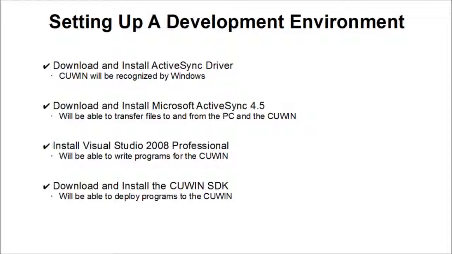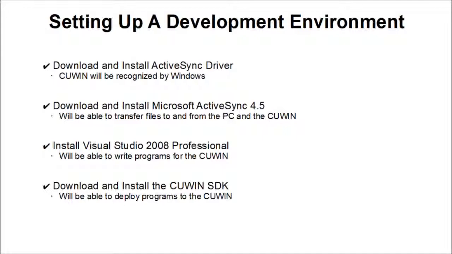There's essentially four things we need to do. First, we need to download and install the ActiveSync driver. This will allow the CUWIN to be recognized by Windows. Next, we need to download and install Microsoft ActiveSync 4.5. This is a program published by Microsoft that allows desktop operating systems such as Windows XP to synchronize with mobile devices. After we install Microsoft ActiveSync, we should be able to transfer files to and from the CUWIN and the PC.